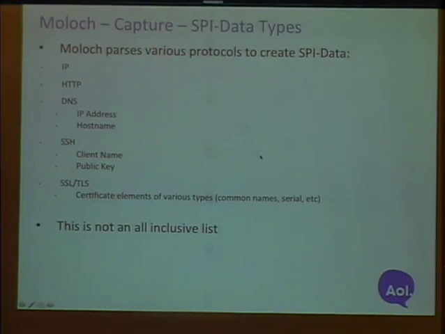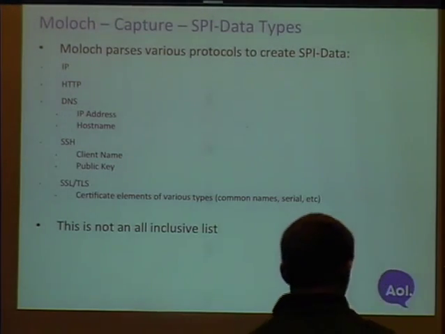So back to SPI data types. The data that's created by the capture process, we call session profile information or SPI-Data. These are some of the ones that we can create based off of IP, so just any standard IP header stuff, source, destination, port, stuff like that. Things off of HTTP, DNS, SSH, SSL, TLS as well.